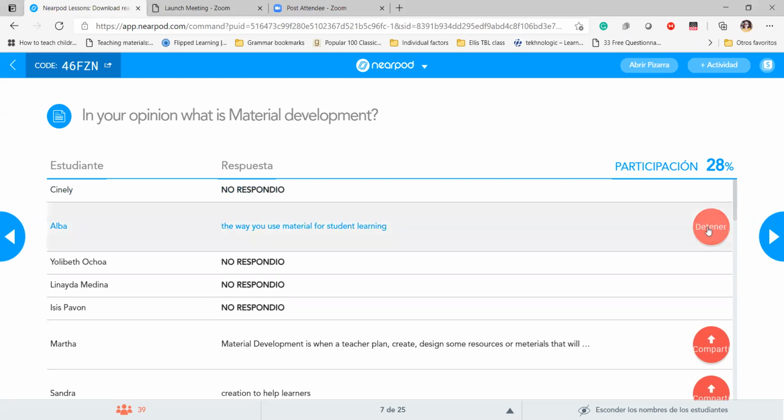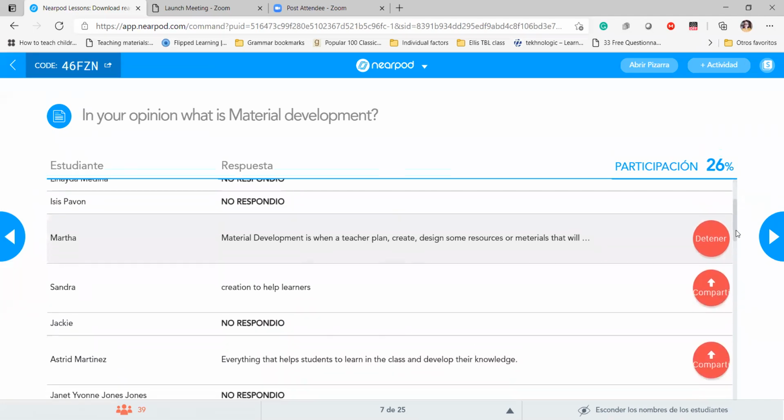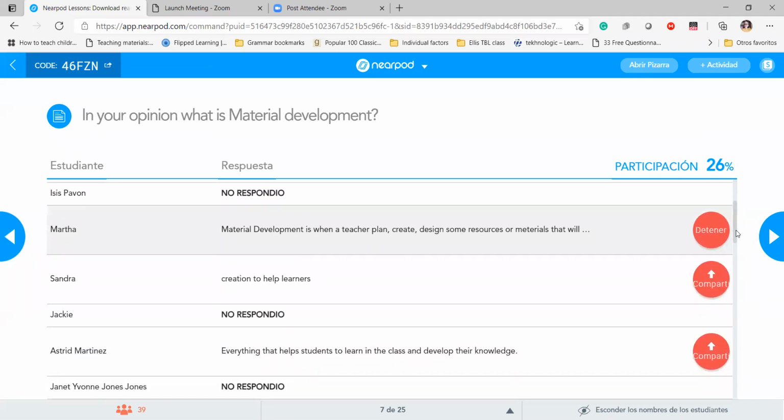Alba says it's the way you use materials for student learning. Marta says that it's when a teacher plans, creates, designs some resources and materials. That's an excellent answer. Sandra says it's to create to help the learners. Also, an excellent answer.